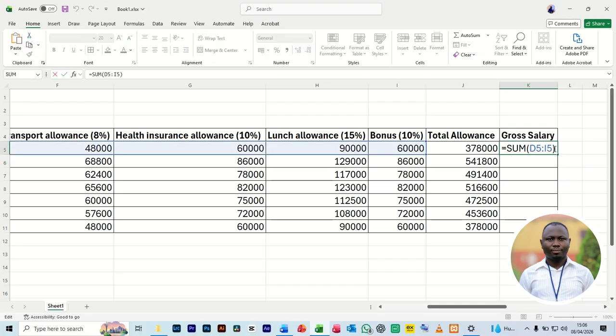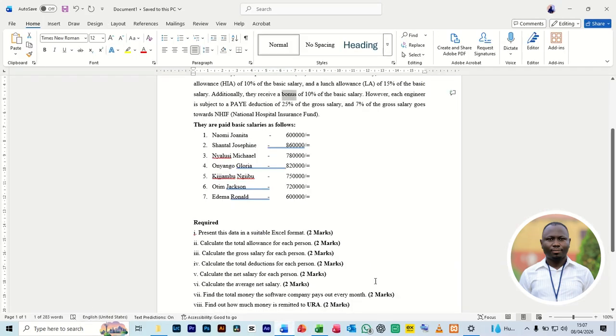But the other alternative will be you just get your basic salary, which is in D5, and then you add to it the total allowance, because we already calculated total allowance. That is what we calculated before coming to this question. So you add the two, total allowance plus basic salary, close bracket, hit enter, and you're going to get your answer like that. You autofill. Okay, that question has been answered. Let's move to this other question, which is saying calculate the total deduction for each person.